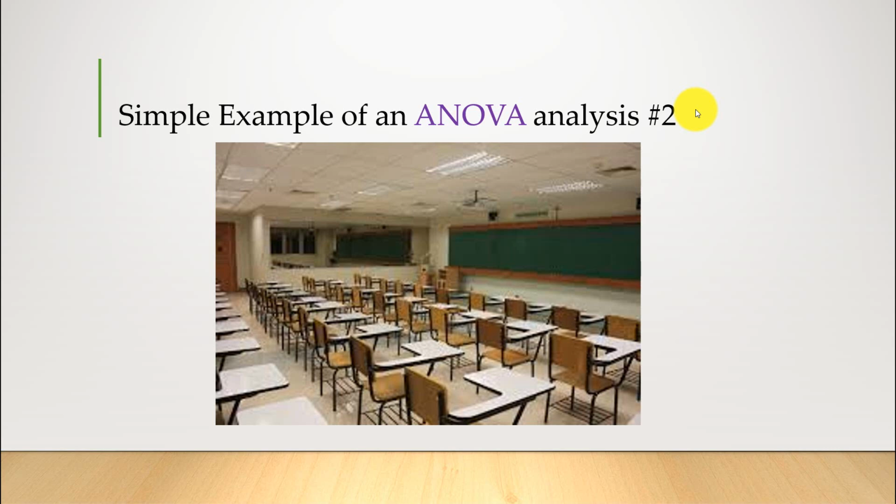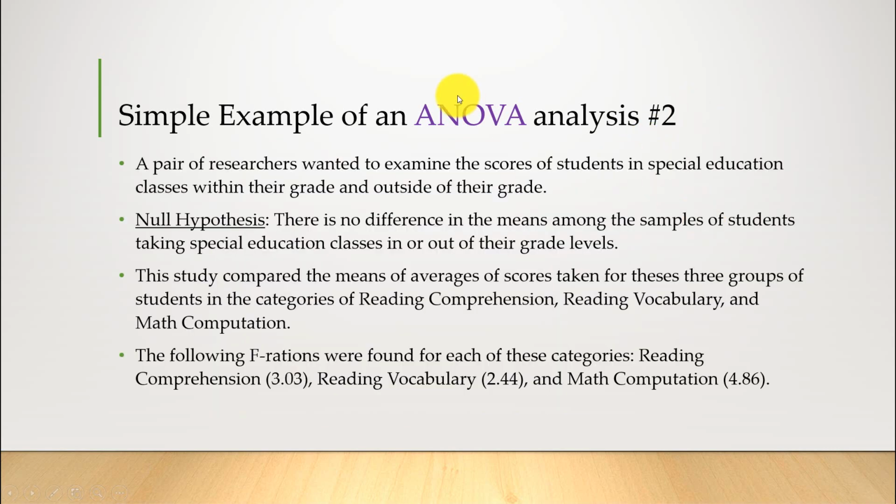So today we're going to be looking at a different example of ANOVA, but it's still ANOVA. And here is a simple example of an ANOVA analysis number 2. A pair of researchers wanted to examine the scores of students in special education classes with their grade and outside of their grade. Okay, here's the null hypothesis. The null hypothesis right here is there is no difference in the means among the samples of students taking special education classes in or out of their grade levels.